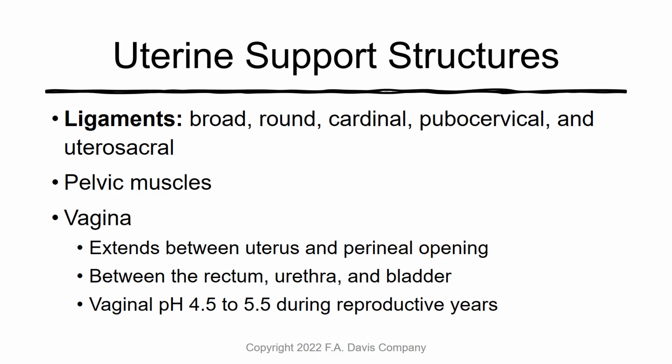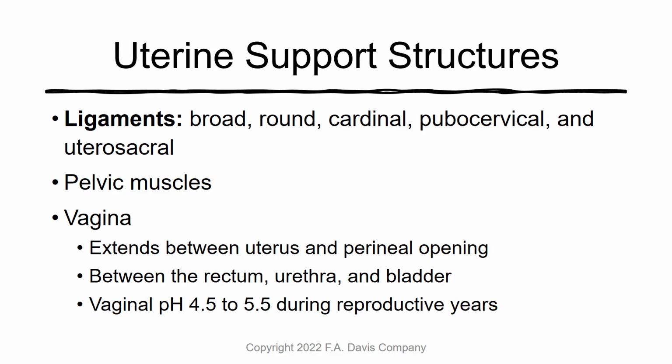figure 2.6. Then the vagina is a muscular canal that is approximately 4 inches in length and that extends between the uterus and the perineal opening. The mucous membrane of the vagina is arranged in rugae, and it lines the smooth muscle of the vagina and allows distension during childbirth.